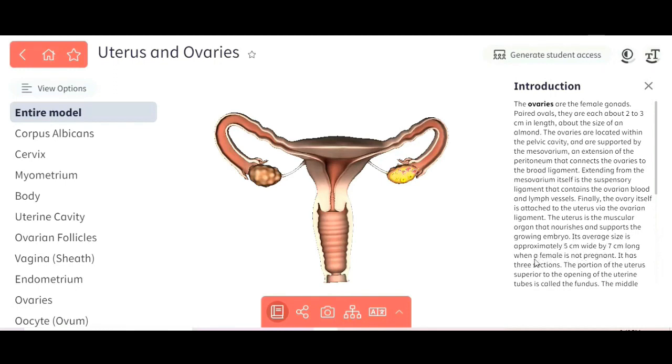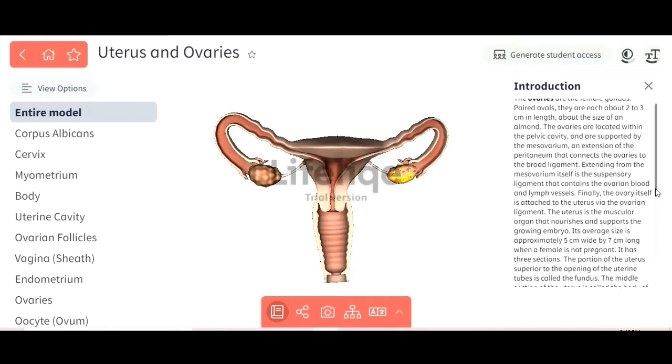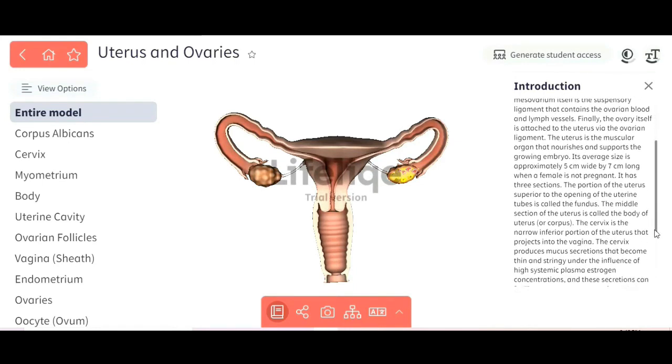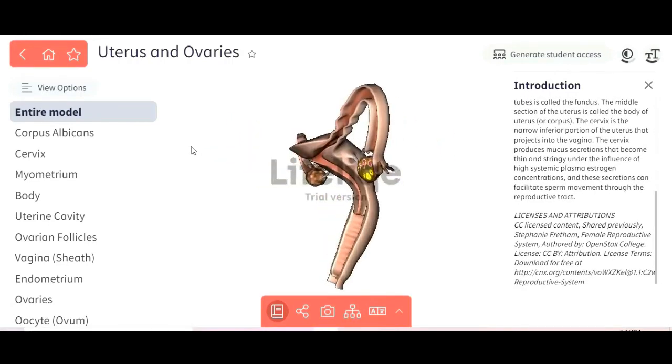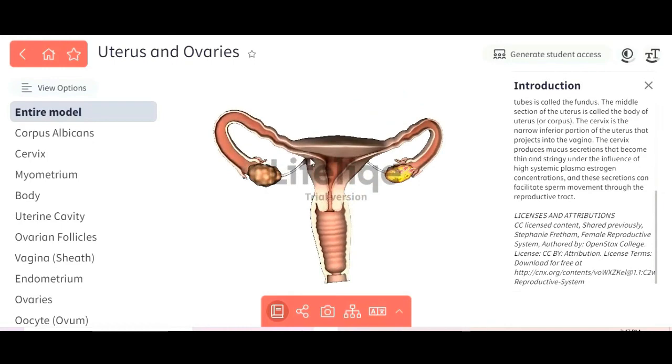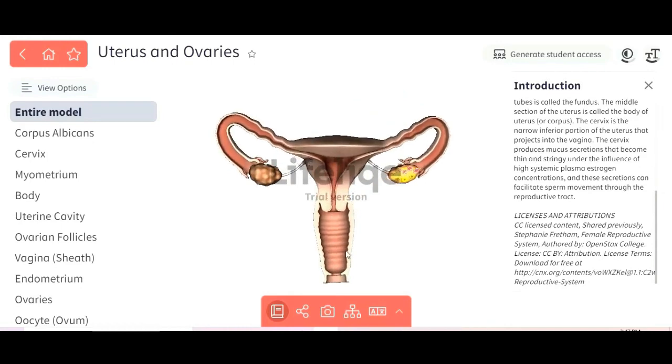The uterus is the muscular organ that nourishes and supports the growing embryo. Its average size is approximately 5 cm wide by 7 cm long when a female is not pregnant. So these are the animations of the entire model, uterus and ovaries.